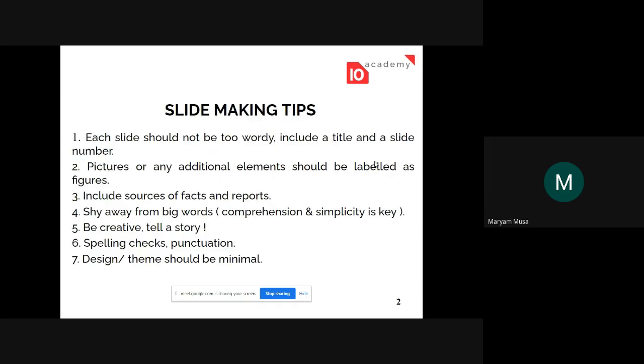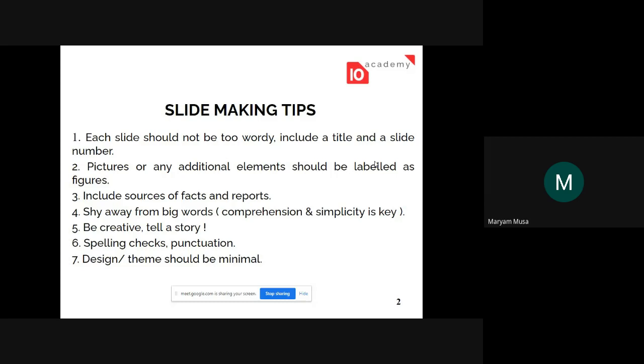Like I said, it is a modification of your essay. So this time, we're not expecting essays, we're expecting slides, which can either be PPT, that is PowerPoint presentation, or storyboards. So I'm going to give general tips in making a good slide. Firstly, each slide should not be too wordy, and should include a title and a slide number. By wordy, we mean there shouldn't be so many words on your slide. In about 5 to 10 seconds, any reader should be able to tell what a slide is saying.